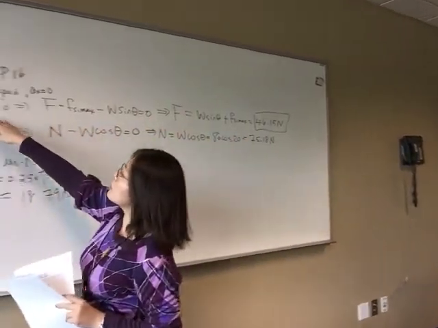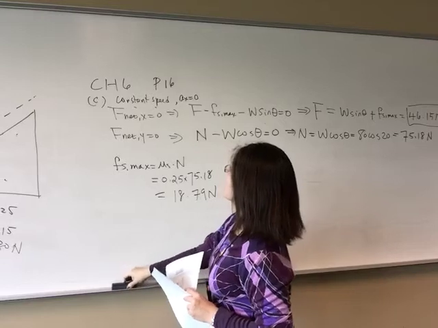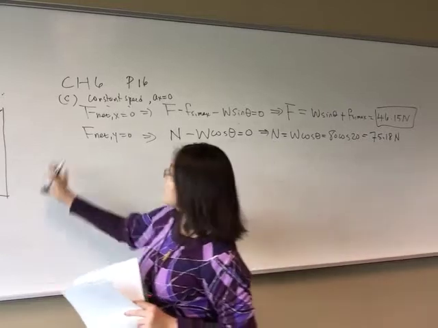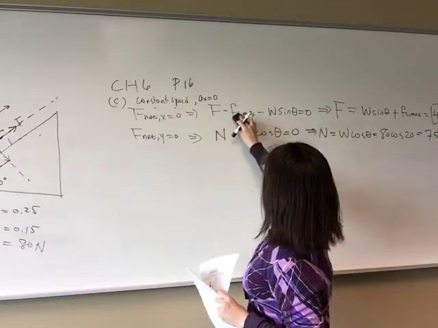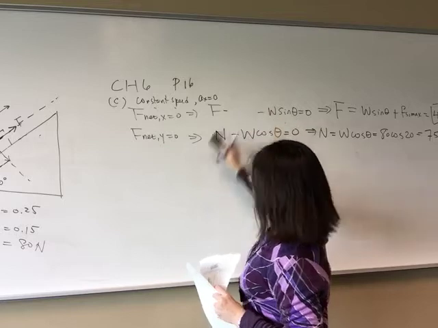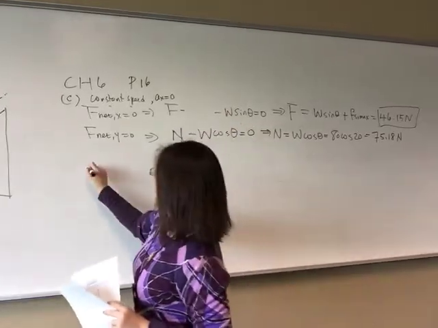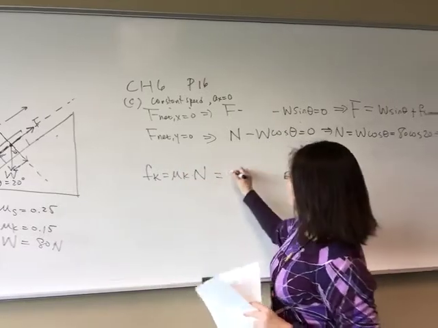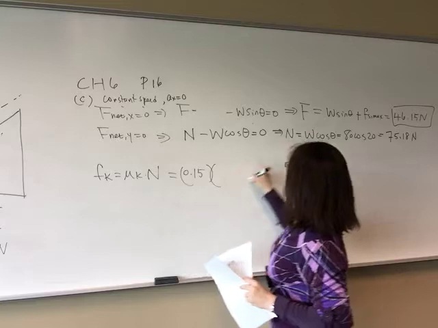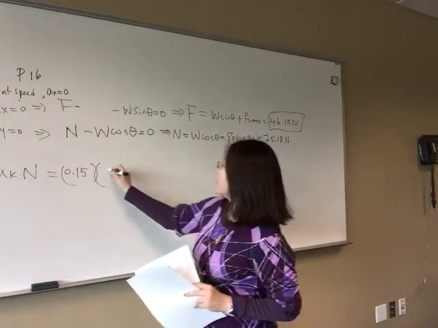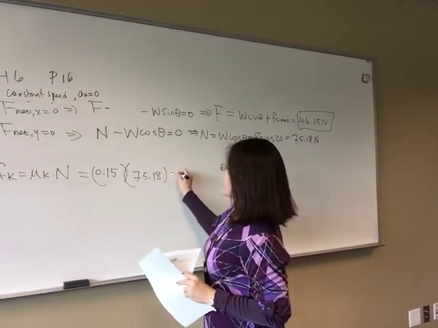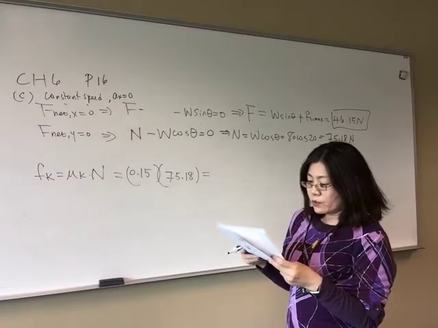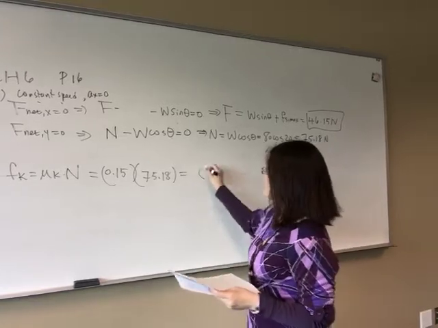Now in the horizontal direction, the net force has to be equal to 0. And if it's moving, then it is not the maximum static friction that you work with. It's actually the kinetic friction. So the kinetic friction is equal to mu k times normal force. Your mu k is 0.15, and your normal force you calculated to be 75.18. So when you calculate this, your mu k should have the value. Let me see, do I have the value? I do not have the mu k value, but something, okay?